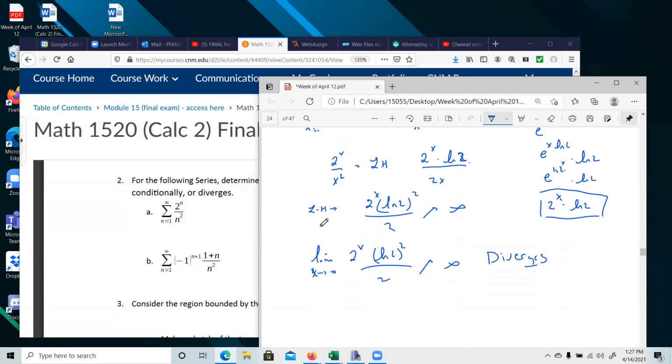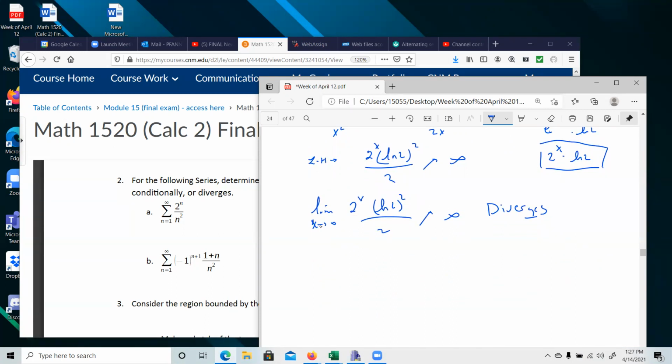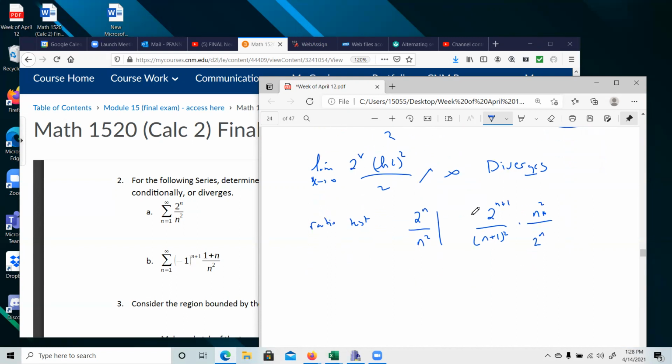I'm sure there's other ways to do this. I'm sure you could use the ratio test. If we did the ratio test on this, we could say this is 2 to the n over n squared, and then apply our ratio test. So it's going to be 2 to the n plus 1 over n plus 1 squared, times n squared over 2 to the n. This is going to cancel with one of those, so we have 2 over n plus 1 squared times n squared.